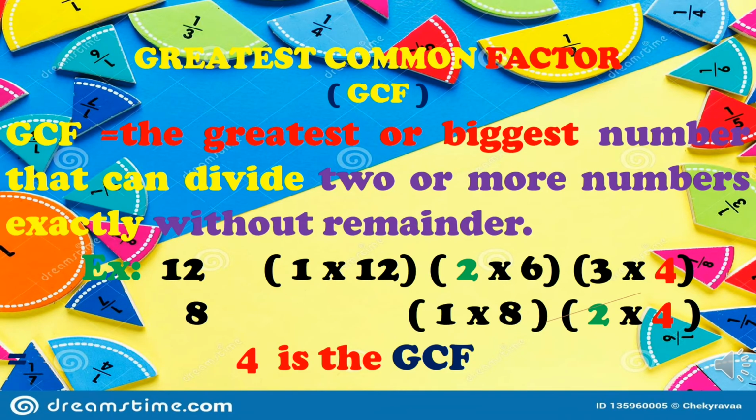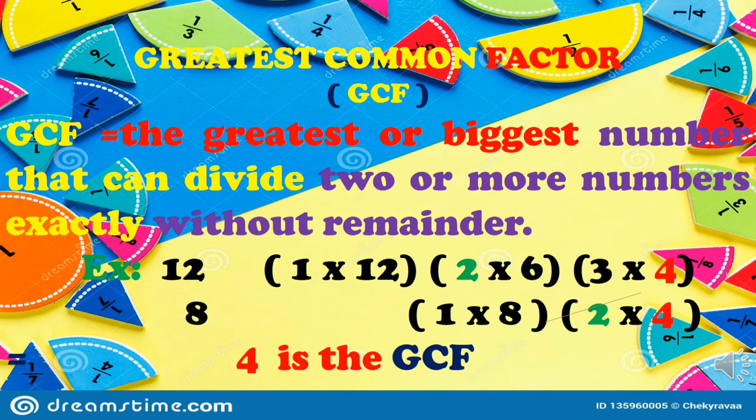Okay, let us now discuss the greatest common factor, or GCF. Now, what do you mean by GCF? Greatest common factor. GCF is the greatest or the biggest number that can divide two or more numbers exactly without remainder. Therefore, if you are asked about the GCF of two or more numbers, you have to make sure that you choose the greatest common factor.